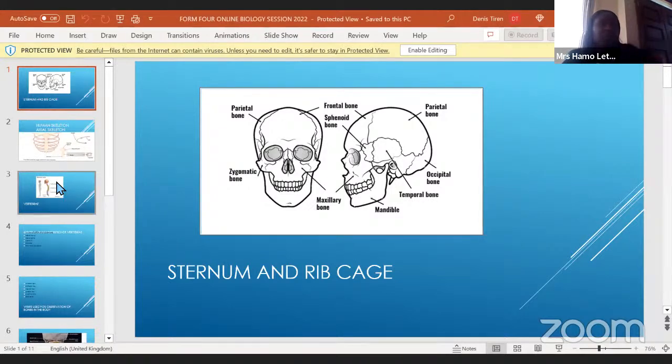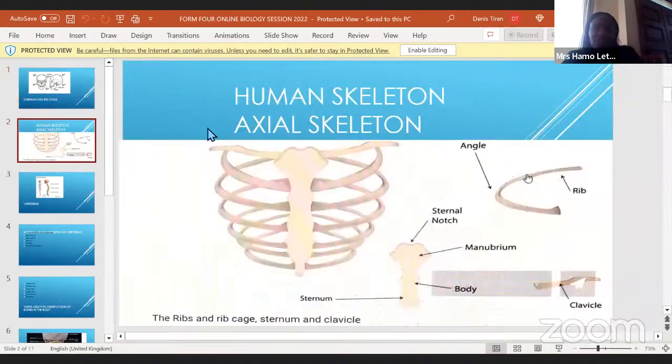Moving down to the rib cage. The rib cage is made of 3 regions. You have the front, that is the sternum. Then we have the ribs. Then at the back, you have the vertebral column. You interacted with the rib cage when you were covering inhalation and exhalation.